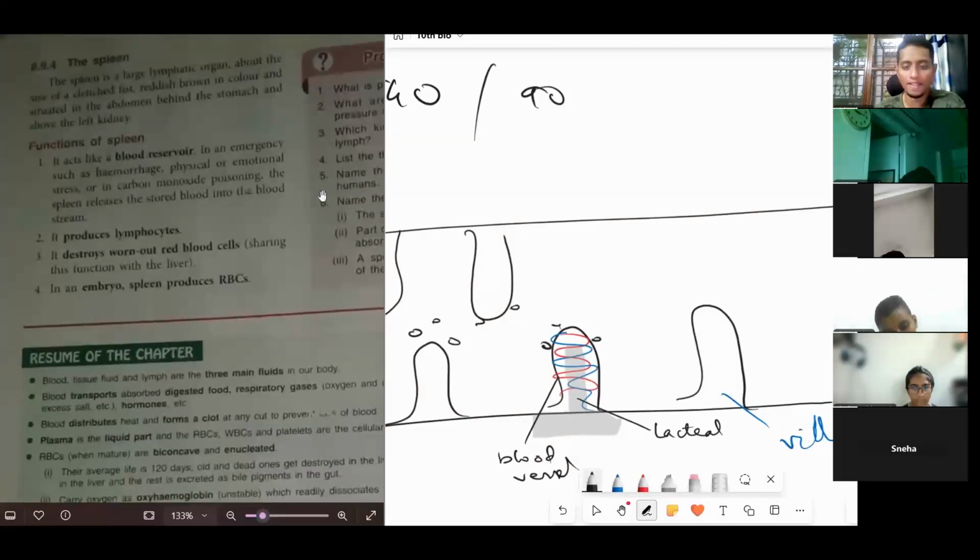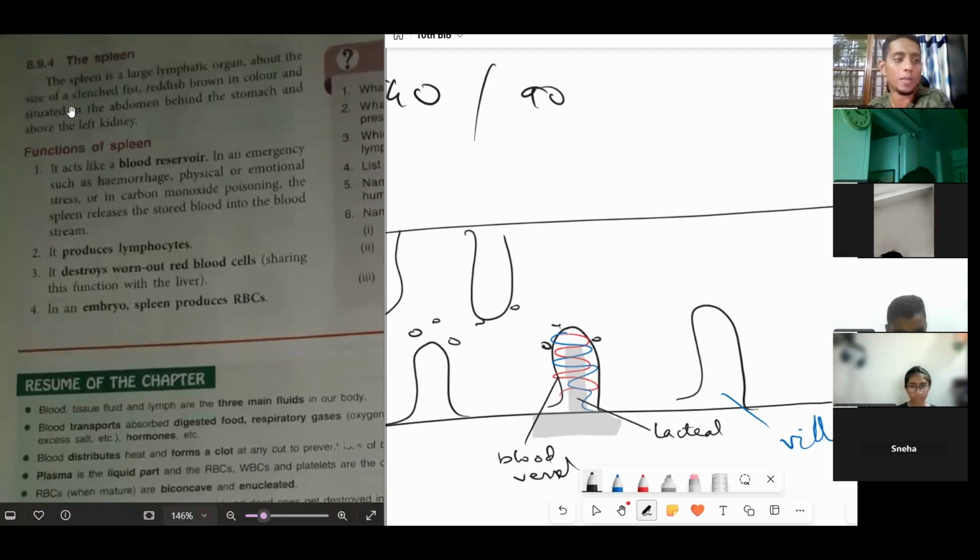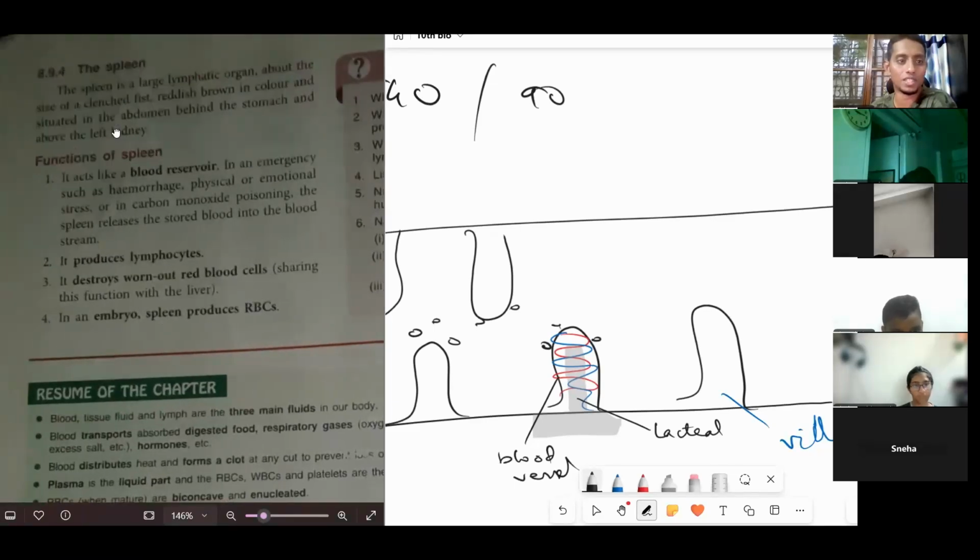Okay. And the last organ is the spleen, which is a large lymphatic organ, about the size of a clenched fist. Almost the size of your heart. So spleen is quite big. It is reddish brown in color and situated in the abdomen behind the stomach and above the left kidney. Kidneys are in the back, right? So above the left kidney or behind the stomach is your spleen.